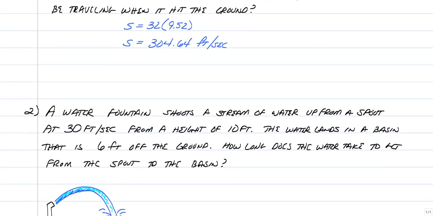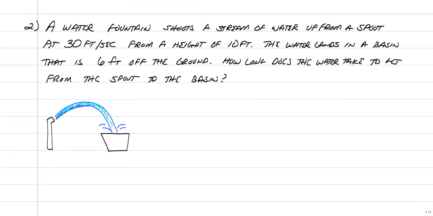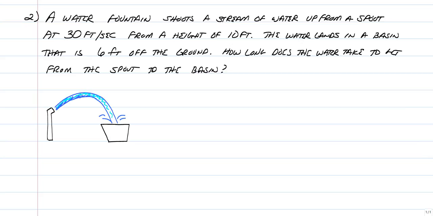All right. Now, this example over here is going to give you a velocity. So that's why this one's going to require some more algebra. You'll most likely use the quadratic formula, because a water fountain shoots a stream of water up from a spout that is 10 feet above the ground and at an initial velocity of 30 feet per second. Notice it said it's shooting up. So our initial velocity is going to be a positive 30 feet per second. And the water is going to land in a basin that's 6 feet above the ground. So how long does it take for the water to go from the spout to the basin?